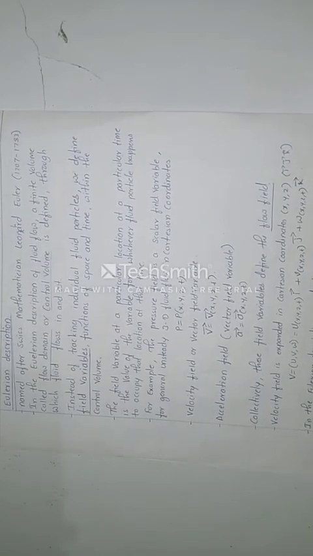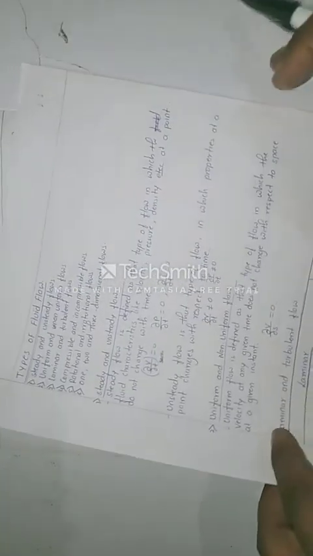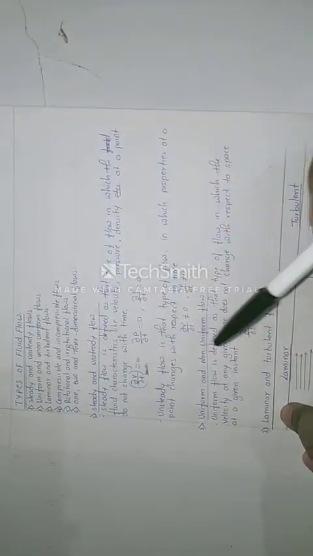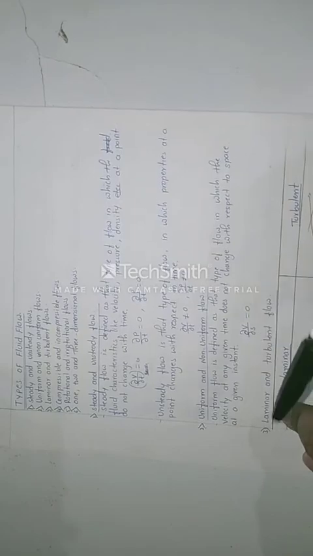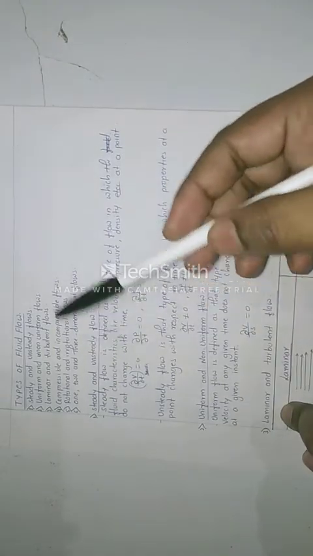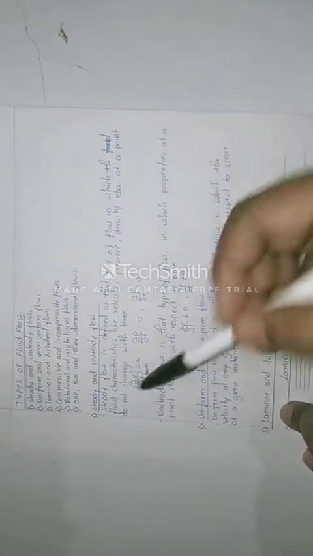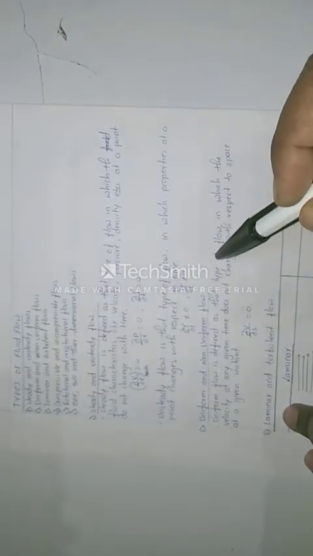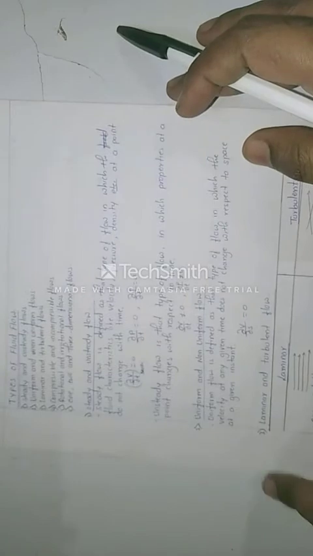So the next topic that we discussed was types of fluid flow. Okay, here mainly we have 6 types of fluid flow that I have mentioned, and we have discussed this in the class. The first one is steady and unsteady flow. What do you mean by steady flow, unsteady flow? So steady flow means, with respect to time, the field variables are constant.